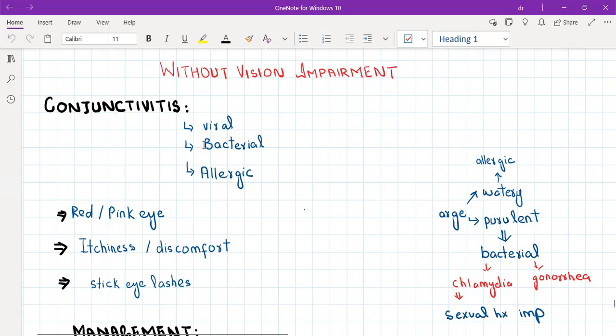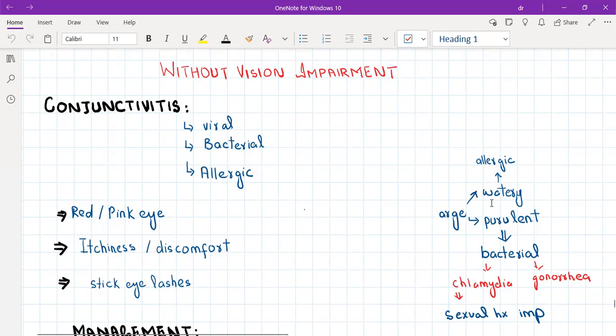It can be either viral, bacterial, or allergic. So the patient has red eye, or maybe the redness is really mild. So it's also called pink eye in those cases. There is itching, discomfort in the eye. The eyelashes are sticky in the morning, and there is discharge. Okay, so basically this is discharge. This is misprinted. So discharge can be watery or purulent.